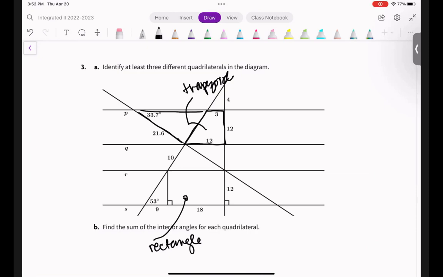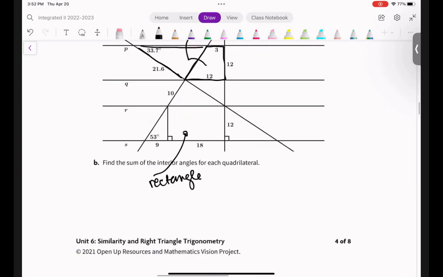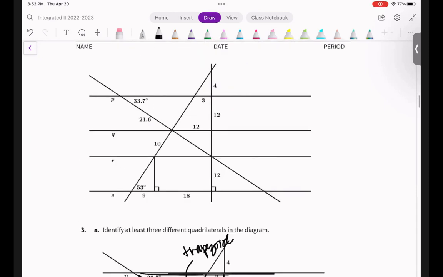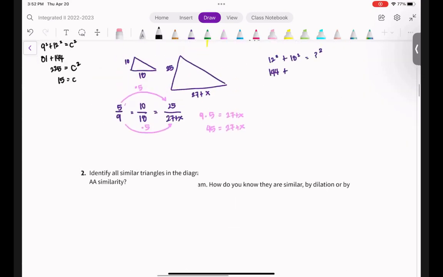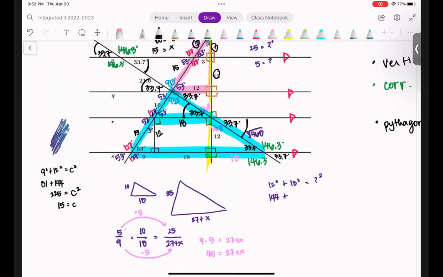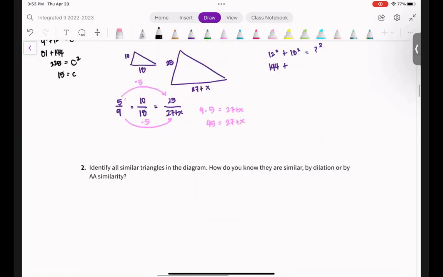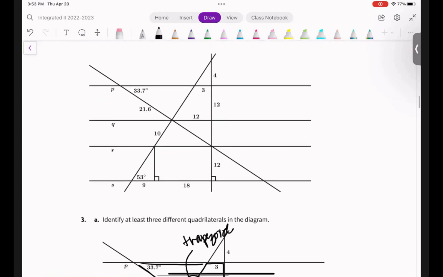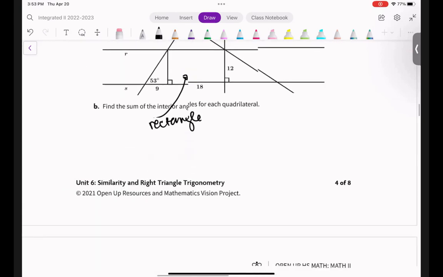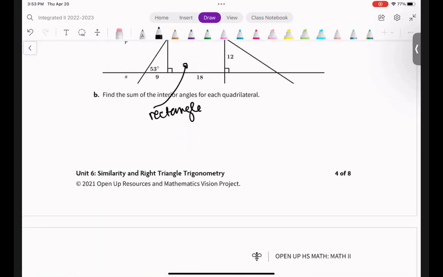Okay. Find the sum of the interior angles for each quadrilateral. So we could do that over here. Looking at all the quadrilaterals, what's the sum of the interior angles of a quadrilateral? So for a triangle, it's 360. I mean, for a triangle, it's 180. And all quadrilaterals, Miss Johnson? Yeah. And then you're like, well, if I look at a rectangle, it's just 4 times 90. So would it be 360? And the answer is yes.